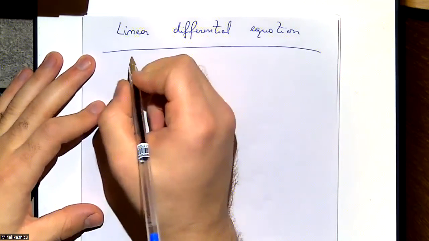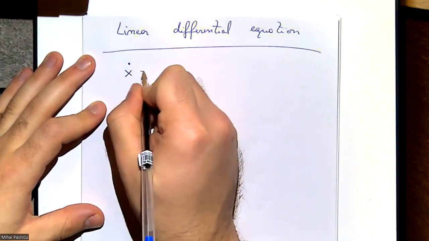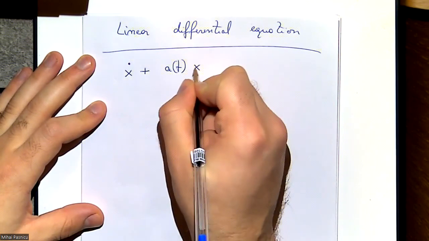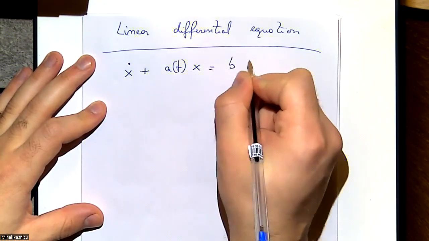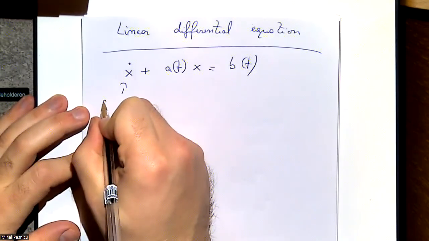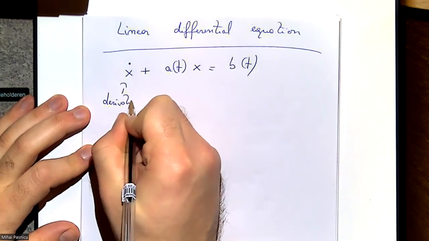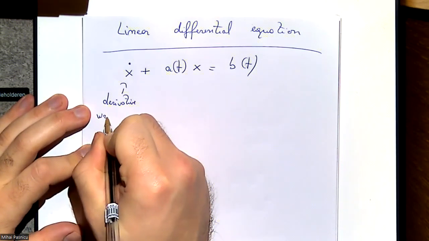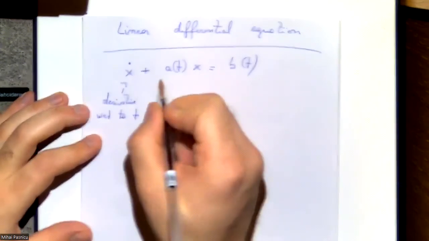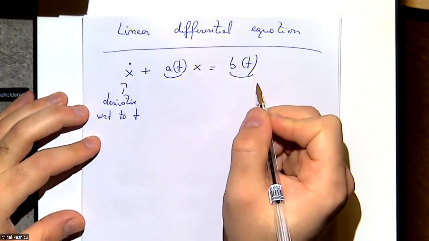Again, we'll use the notation that you guys use: x dot plus A(t) x is equal to b(t). Okay, let's have a reminder. This is the derivative with respect to t, and these are just functions of t that you know.